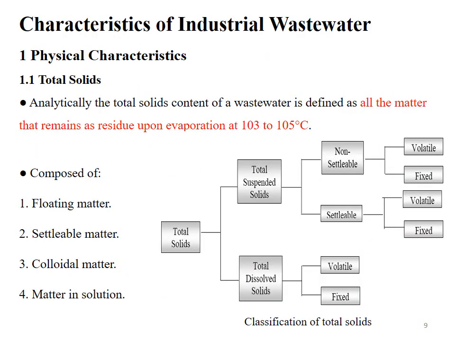Characteristics of industrial wastewater. First of all, physical characteristics. Among the physical characteristics, the first one is the total solids. Let's see what's meant by the total solids. Analytically, the total solids content of wastewater is defined as all the matter that remains as residue upon evaporation at 103 to 105 degrees centigrade.